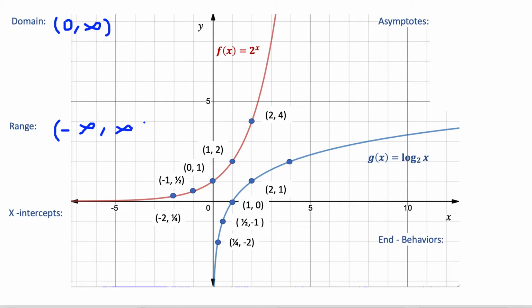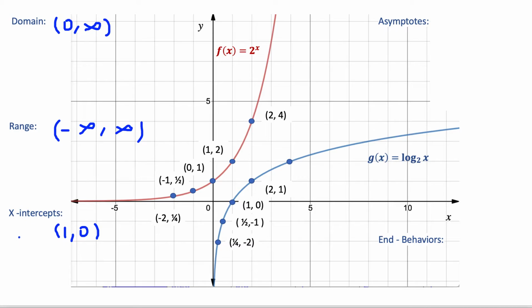And now we are looking at the x-intercept. As we see, the x-intercept is at the point (1, 0). So the x-intercept is (1, 0). There is no y-intercept, because the domain is between 0 and infinity. It's not going to touch the y-axis.